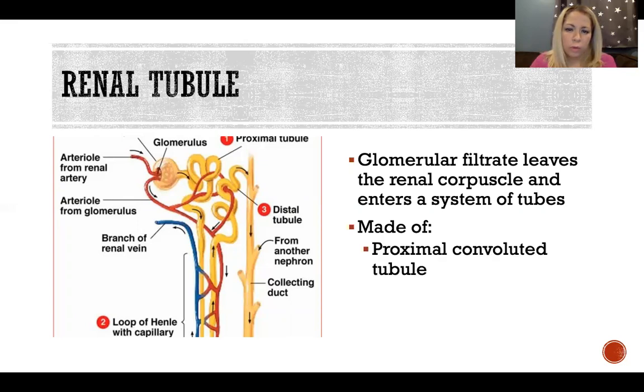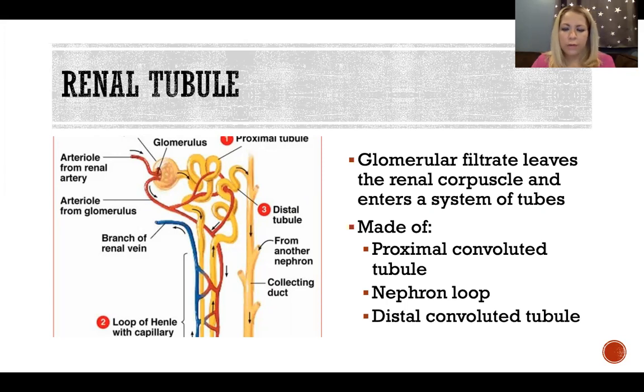The renal tubule is made up of the proximal convoluted tubule, the nephron loop, and then the distal convoluted tubule. Proximal and distal, in this case, refer to how close it is to the renal corpuscle. Proximal means closest to it. So leaving right from there, going straight into the proximal convoluted tubule, the closest section, and convoluted meaning tightly coiled. So it's like a curly straw, sort of, up at the proximal portion there.